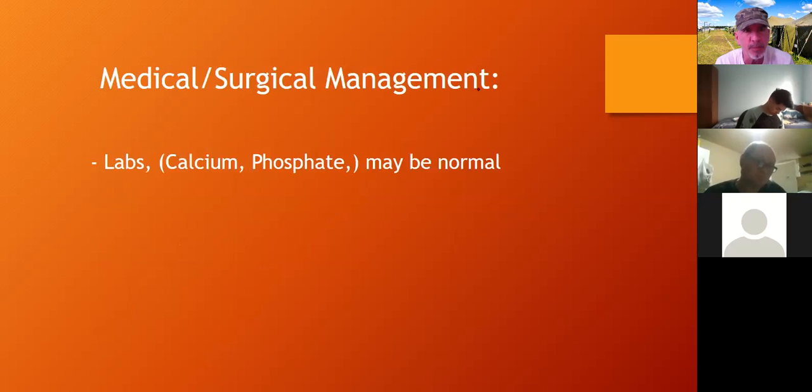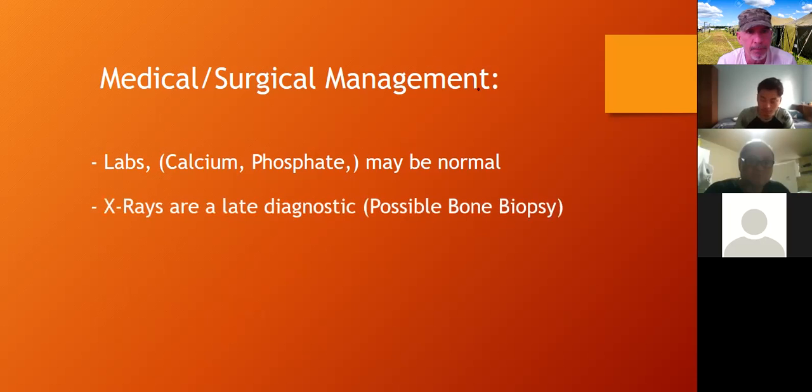Medical surgical management, labs. It would be nice if we just did a test on their blood and found out their calcium was low or their phosphate was low. That would make life easy, but that's not necessarily the case. Their labs can actually be normal and they still could be suffering osteoporosis. In other words, they still have the calcium in their bloodstream. It's there to help build new bone tissue. It's just not being utilized as it should be.